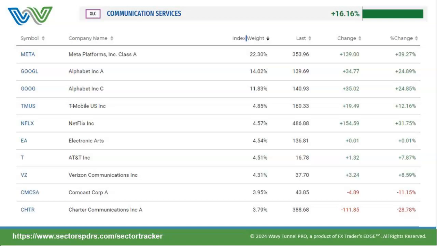When we look at the stocks that comprise the communication services and we sort by index weight, so that means we click on it and we want the highest index weight at the top, we see that Meta is the highest weight. So we are going to take a look at XLC followed by Meta. And you can also see the percent change during this, which is year to date. A lot of these stocks have performed well, and we do have some negative performing stocks as well, obviously.